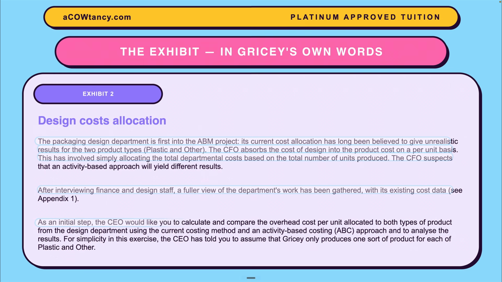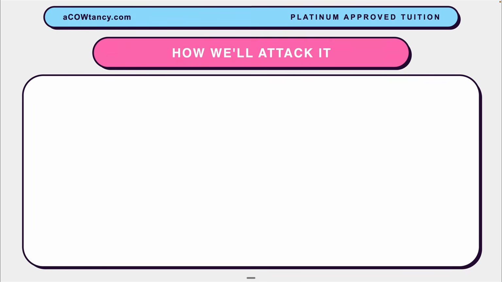Appendix 1 gives us some data. And he says, right, what I want you to do is calculate and compare the overhead cost per unit using ABC and using the current method. So calculate and compare, and then analyse the results. He doesn't mention that just yet, so don't worry about that.